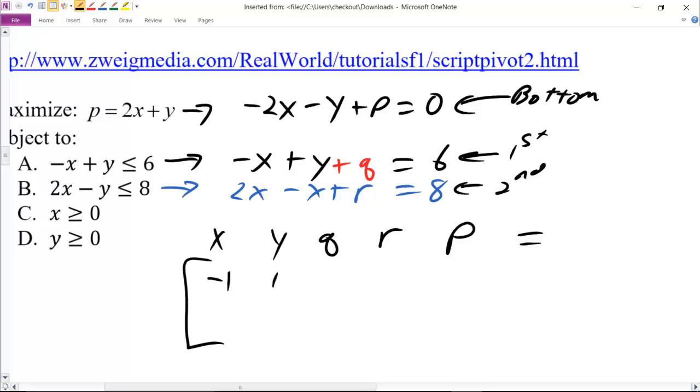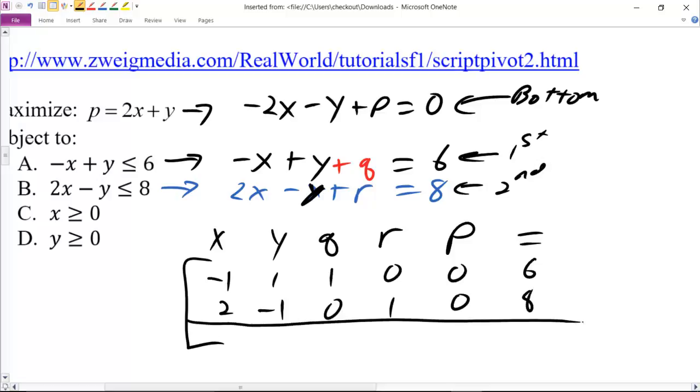So -1, 1, 1, 0, 0, 6. The next line would be 2 y's. This is supposed to be a y, not an x. There we go. -1, 0, 1, 0, 8. And then for our objective function, I always denote it with a little line showing me that this is my special function, so now I have a -2, -1, 0, 0, 1, 0.